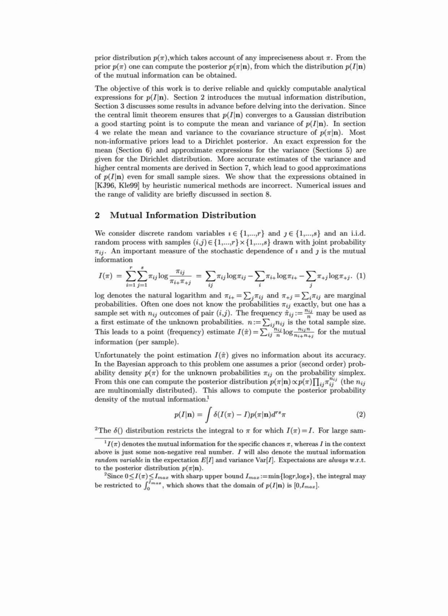Since the central limit theorem ensures that p(I|n) converges to a Gaussian distribution, a good starting point is to compute the mean and variance of p(I|n). In Section 4, we relate the mean and variance to the covariance structure of p(π|n). Most non-informative priors lead to a Dirichlet posterior. An exact expression for the mean, Section 6, and approximate expressions for the variance, Section 5, are given for the Dirichlet distribution. More accurate estimates of the variance and higher central moments are derived in Section 7, which lead to good approximations of p(I|n), even for small sample sizes.